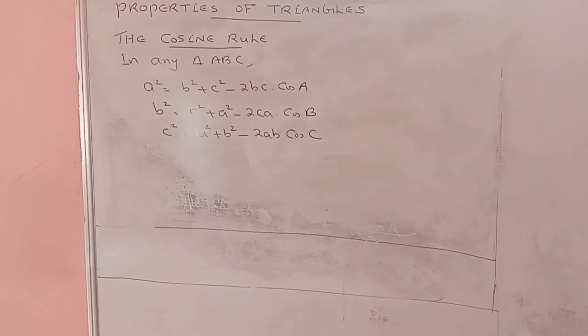Next theorem, the name of the theorem is the cosine rule. In any triangle ABC, the side small a, that is the side opposite to capital A: a squared is equal to b squared plus c squared minus 2bc cos A. Next result, b squared is equal to c squared plus a squared minus 2ca cos B. Next, the third side, c squared is equal to a squared plus b squared minus 2ab cos C.